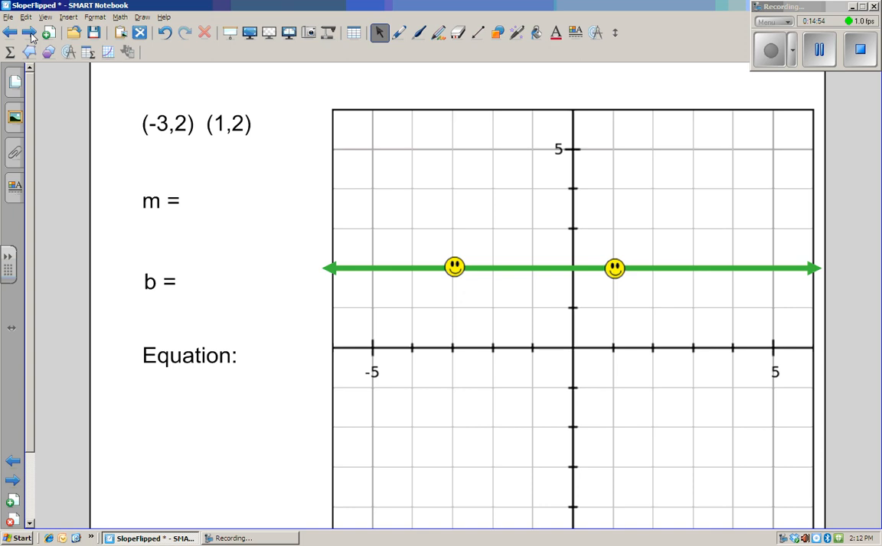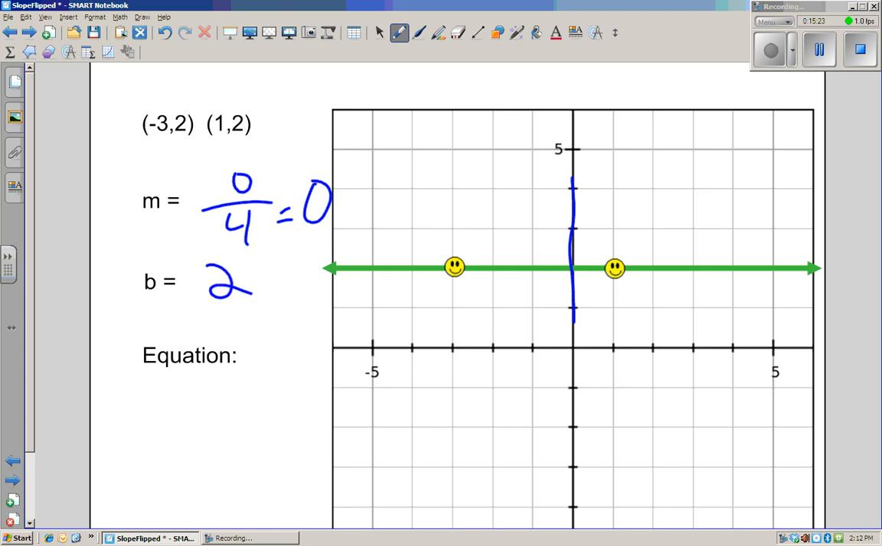Let's try one more. Go ahead. On this one, you'll notice my line does not slope at all. There's no rise. So it's 0 over 1, 2, 3, 4. But we know anything over 0 or under 0 is 0 slope. My y-intercept is, it crosses the y at positive 2.